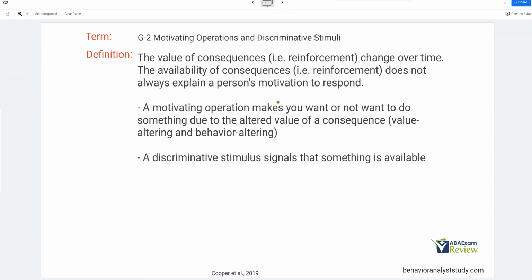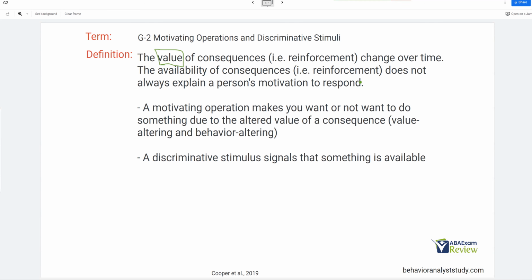So to start, when we think about motivating operations, you want to start thinking about consequences because the value of a consequence changes over time. Today, pizza might be very valuable to me. Tomorrow, it might be less valuable. Why would that be? Well, I had pizza today. Maybe I was satiated on pizza. It changes the value of pizza tomorrow.